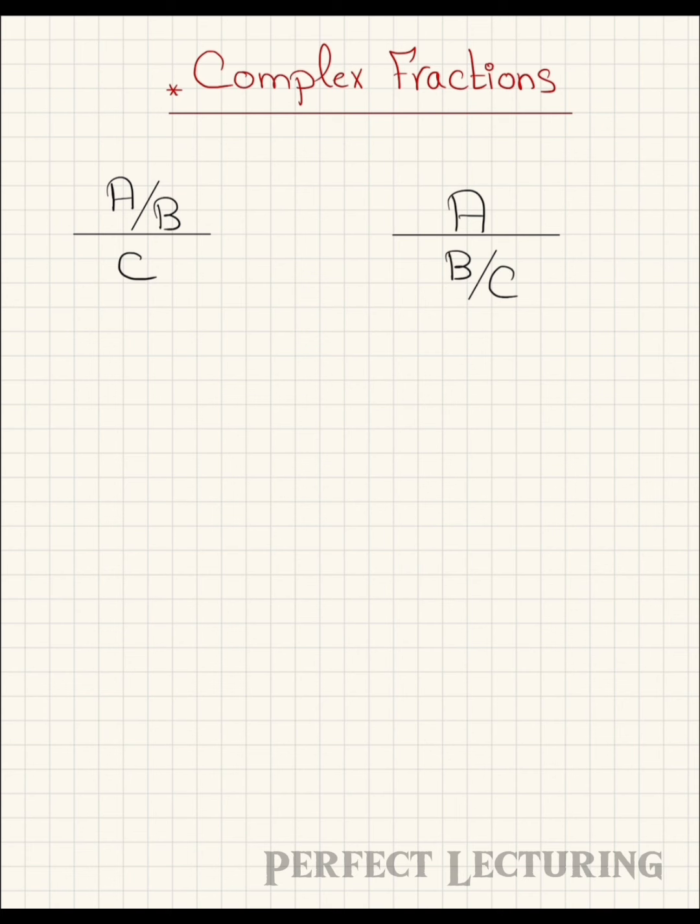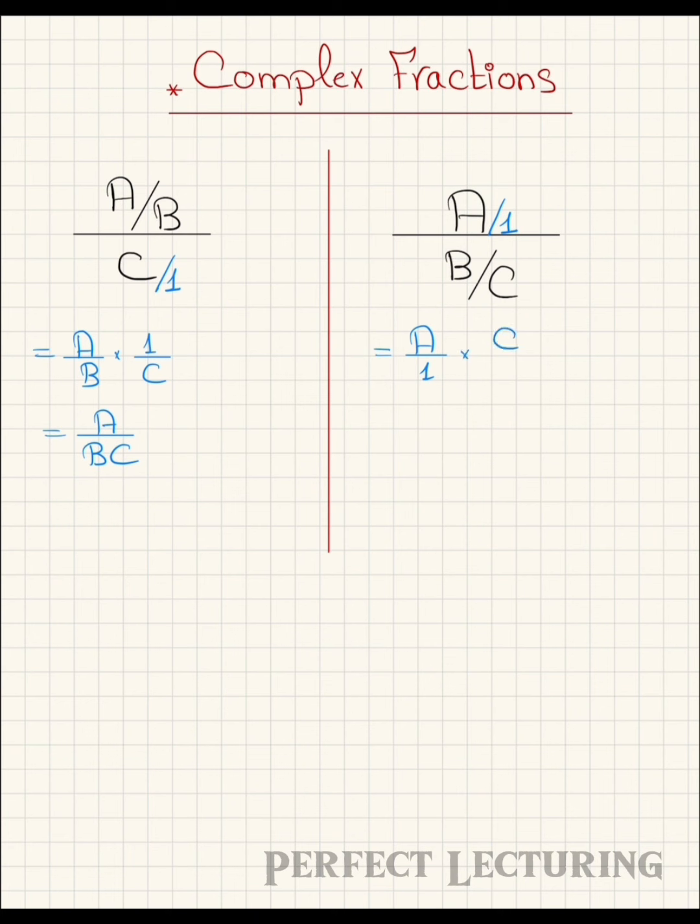In the first case, it'll be regarded as c over 1, and this becomes a over b multiplied by 1 over c, and this is a over bc. However, in the second case, I must put a over 1, and this becomes a over 1 times the reciprocal of b over c, which is c over b, and the answer is ac over b, and these are different. So this is why we must keep track of the bigger dash in the fraction.